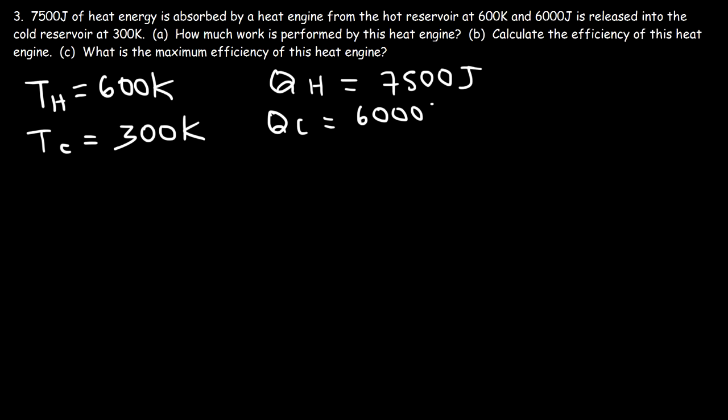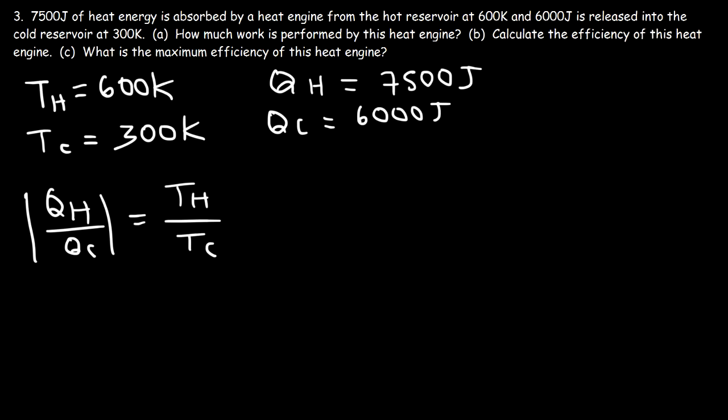6,000 joules. Keep in mind, QH divided by QC, the absolute value, is only equal to Th over Tc for a Carnot engine. That's for an ideal engine. We don't have an ideal engine in this example. So for this regular heat engine, this ratio will not work.